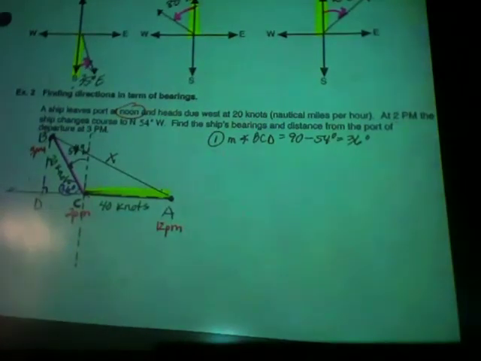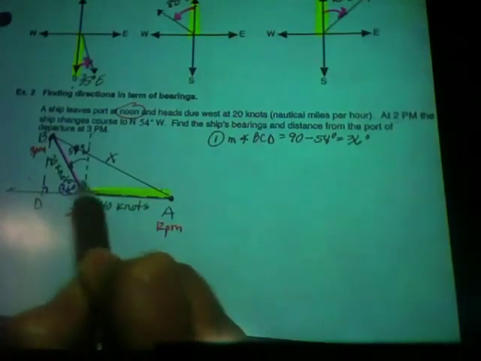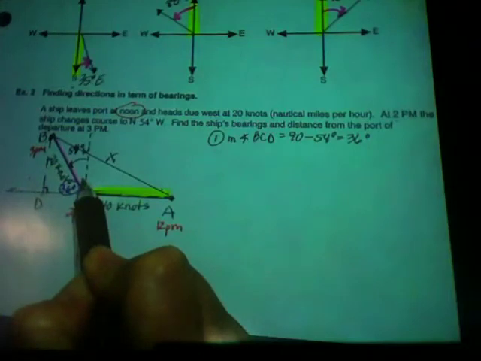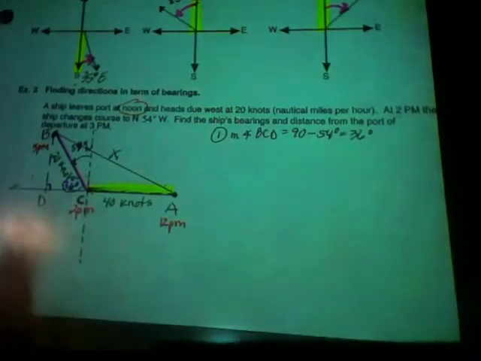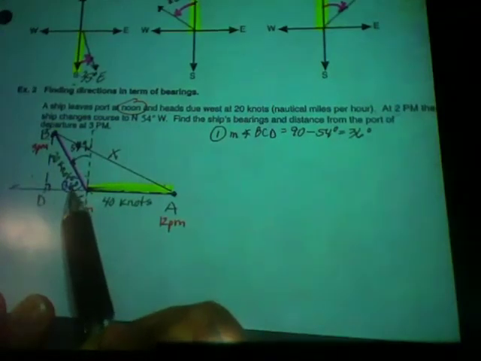Honestly, it doesn't matter which side we find, but we're going to find this side right here. Why is it 90 minus? Because this angle right here is 90 degrees, isn't it? Yeah. And if this angle right here from here to here is 54, it's still 54 down here, isn't it? And so that's why we took 90 minus 54 to get the 36. I want a degree in this little triangle here, so I subtracted the 54 from 90 to get that degree.